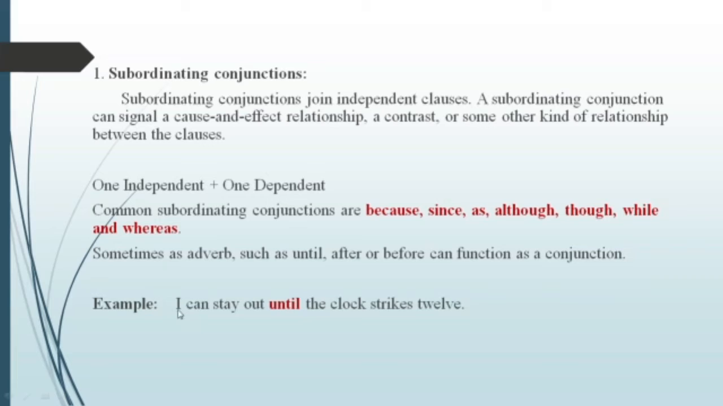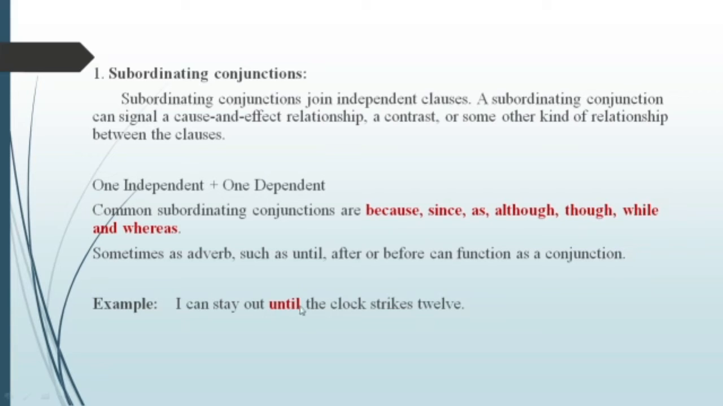Let's see here. The one example given here is I can stay out. Okay, that's the independent sentence. I can stay out gives a meaningful sentence and it can stand on its own. Until the clock strikes 12, is it complete? Definitely not. There is something incomplete. Can I start a sentence saying until the clock strikes 12? Right, it is not an independent sentence. It is dependent on the first part of the sentence where it says I can stay out. So the later part, until the clock strikes 12, is a dependent clause which requires the help of the first part of the sentence.